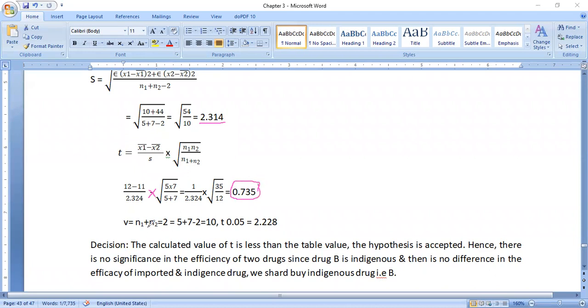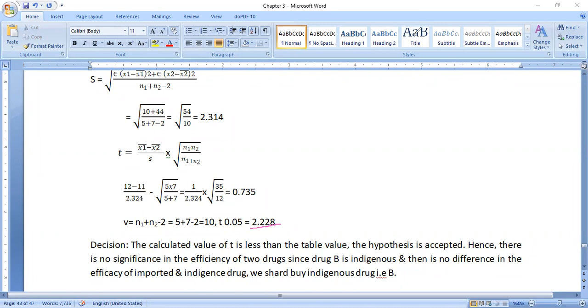0.735. Then v is equal to n1 plus n2 minus 2, which is 5 plus 7 minus 2, that is 10. Finally we got the value 10. This n1 plus n2 minus 2 is the degrees of freedom. In the table, for 10 degrees of freedom, the value is 2.228. So this is the calculation part.